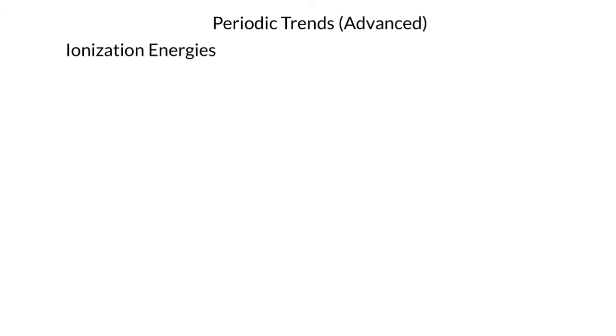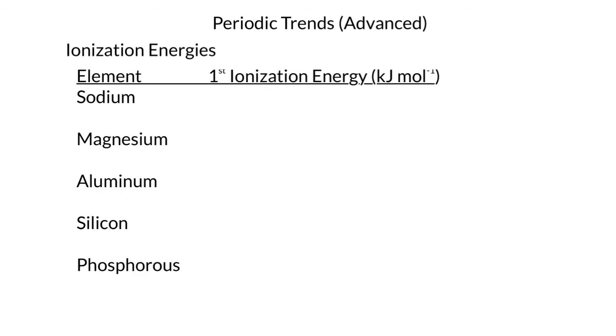We talked about how the general trend with ionization energies as you go from left to right across a periodic table is that you're going to see an increase in ionization energy because the effective nuclear charge is getting larger. So let's look at the first ionization energies of a few elements in the same row. Let's look at the third row on the periodic table: sodium, magnesium, aluminum, silicon, and phosphorus. Sodium's first ionization energy to remove that first electron is 496 kilojoules per mole. Magnesium, as we saw previously, has a first ionization energy of 738 kilojoules per mole.